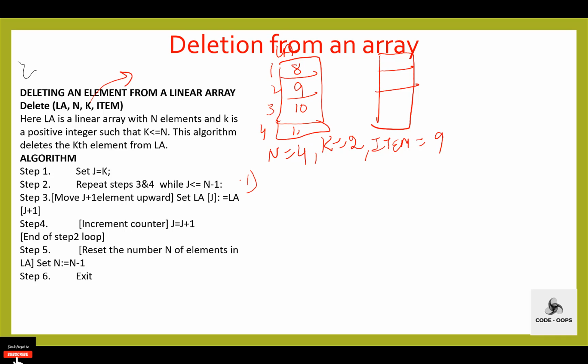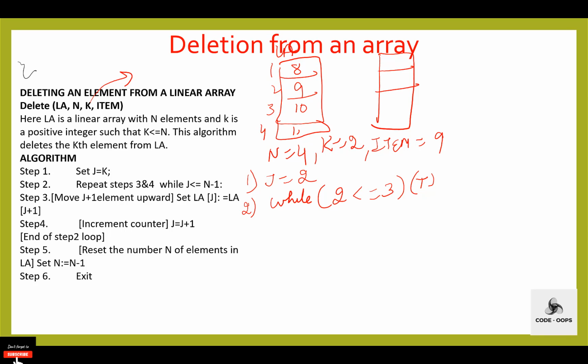The first step of the algorithm is set j is equal to k. J is a loop counter value. J is equal to 2. Then the second step, repeat steps 3 and 4 while j is less than or equal to n minus 1. J is 2. 2 is less than or equal to n minus 1. N is 4, 4 minus 1 is 3. The condition is evaluated to be true.